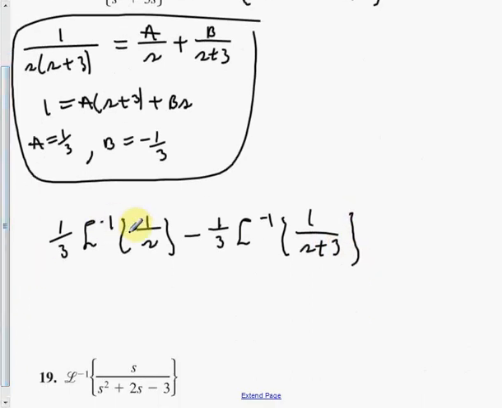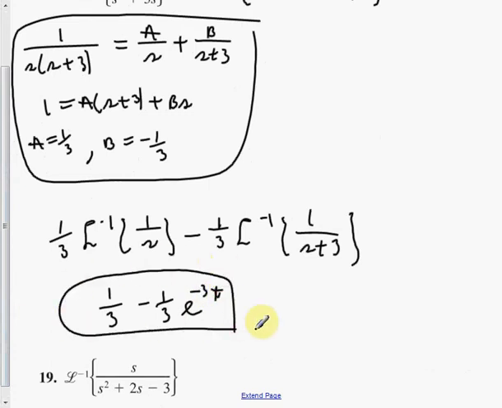Well, the inverse transform of 1 over s is just 1, so this is just 1/3. And this is minus 1/3 here. And then the inverse transform of 1 over s plus 3 is e to the -3t. Is that okay?